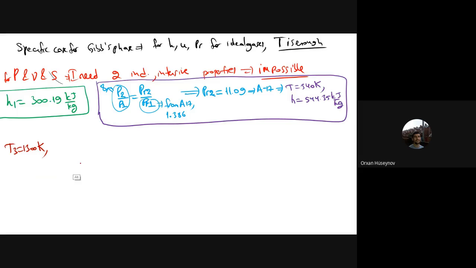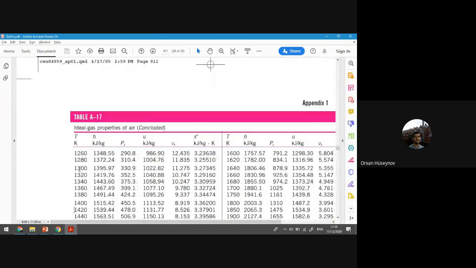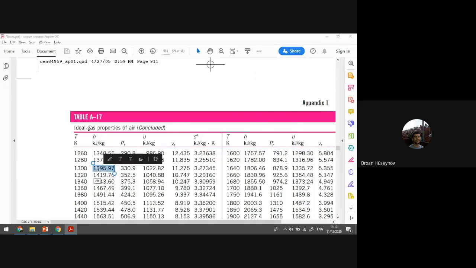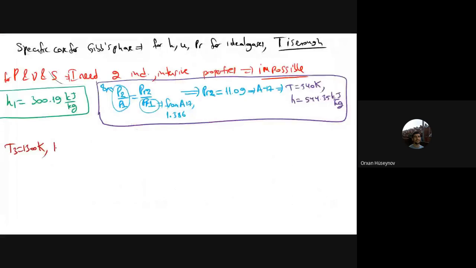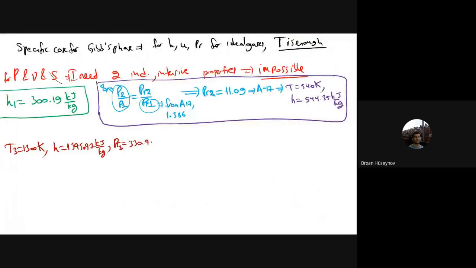Okay. And if I go back to the chart again, you will see that for that temperature, you can find the PR, and the enthalpy value. So therefore, I can find that enthalpy value, which is equal to that. This is the enthalpy value. And then the PR value at state 3 is 330.9. It's dimensionless, of course. This is for state 3.